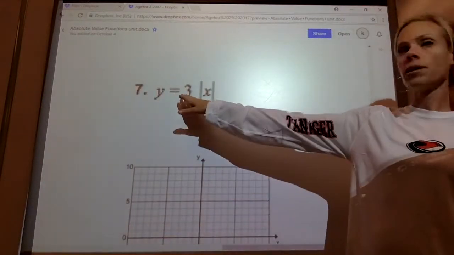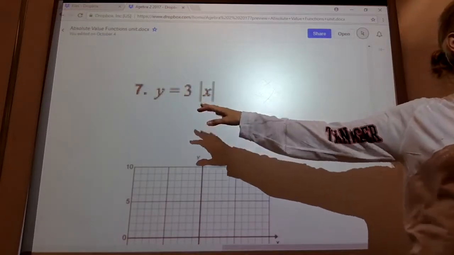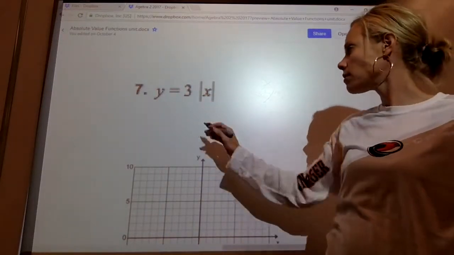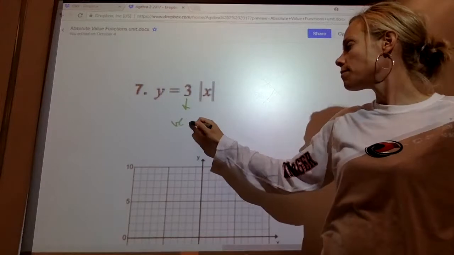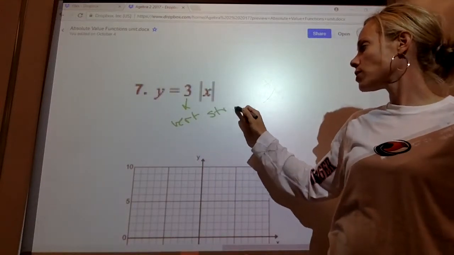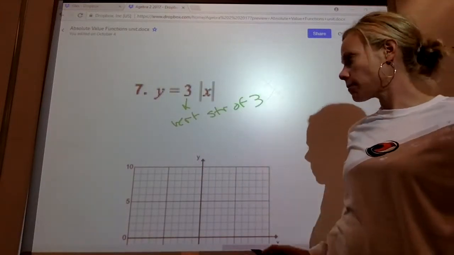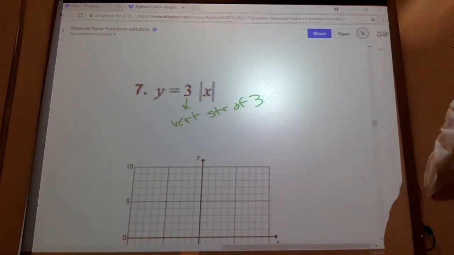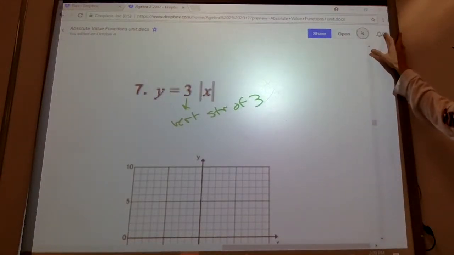So this one, the 3 would be what? What would that 3 be? A vertical stretch of 3, because it's bigger than 1. Okay? So let's graph some of those. So go down to the next row.